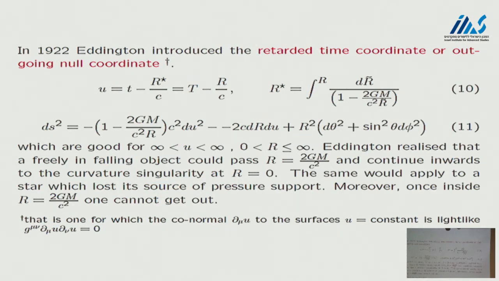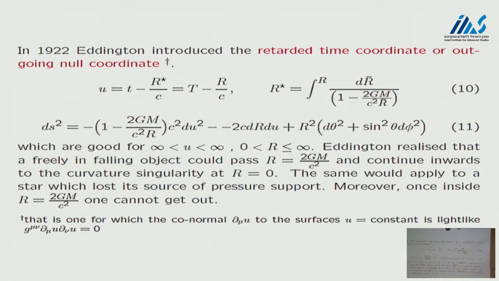Now, in fact, the first person to find an appropriate coordinate system that we now use was Eddington. Eddington introduced this retarded time coordinate, which I'm going to call little u, in terms of which the metric takes this form. Now, this is r star. This is the optical distance. I'll say that more carefully later. And he wrote down this metric here.